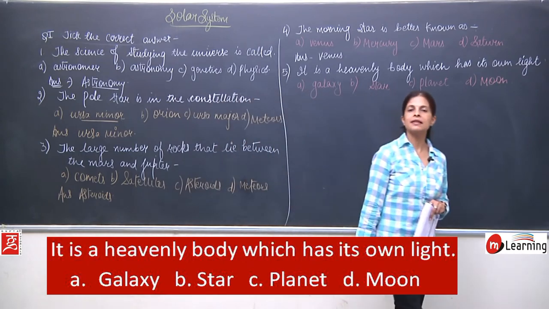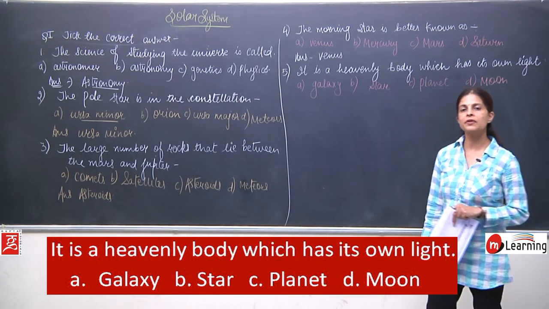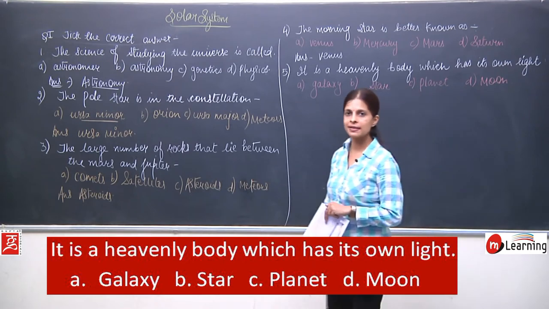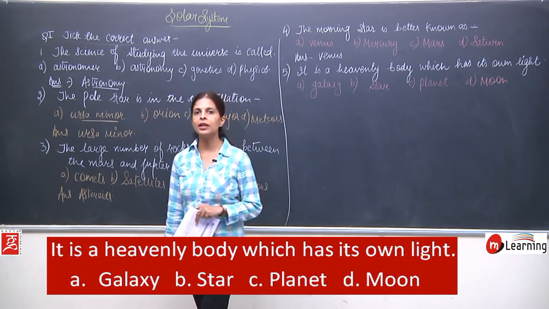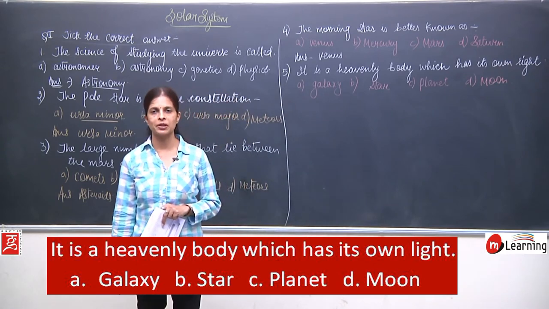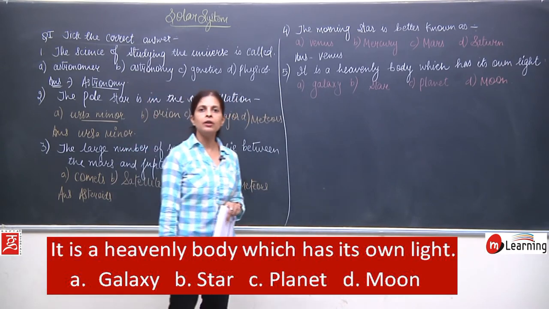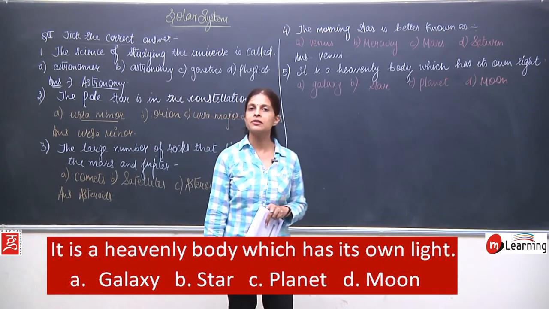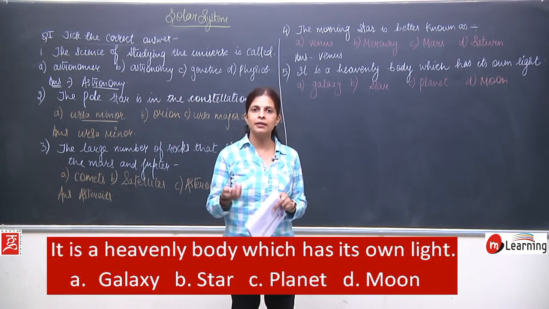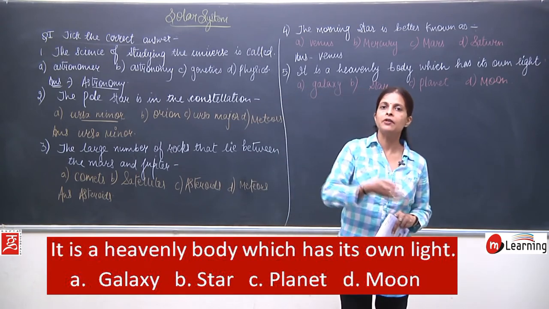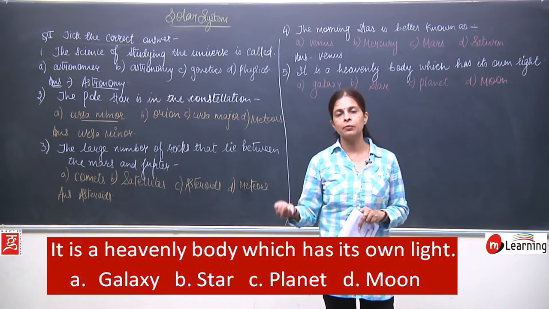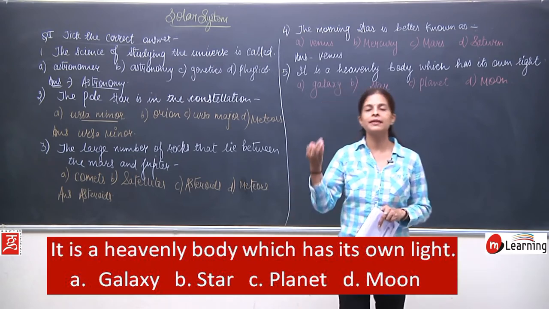Planet doesn't have their own light. We have read this while discussing the difference between the stars and planets also. And moon, we all know that moon is a non-luminous object. It does not have its own light. Then why does it shine? Just because when the sunlight falls on the surface of the moon, it is reflected back.